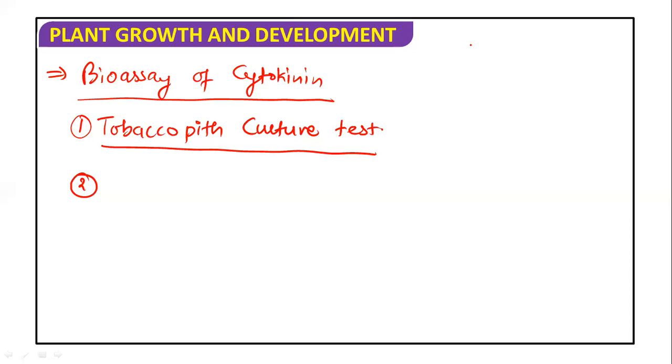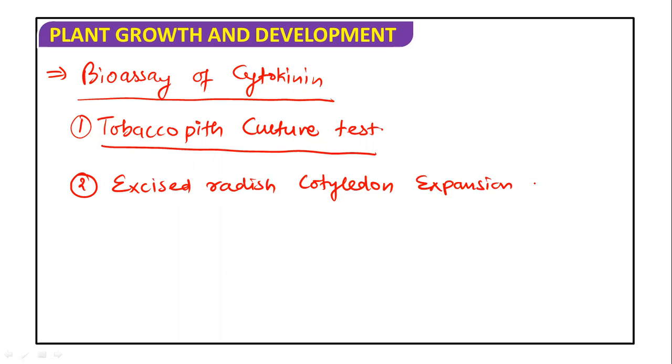So the first bioassay is the tobacco pith culture test. The second one is the excised radish cotyledon expansion test. This test was developed by Latham, and in that, excised radish cotyledons were measured and placed in test solution as well as ordinary solution. The enlargement of cotyledon is observed where cytokinin was present. So through this, enlargement of cotyledon is an indication of the cytokinin activity.